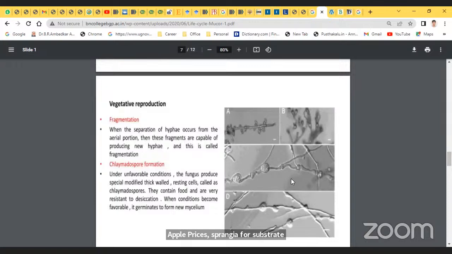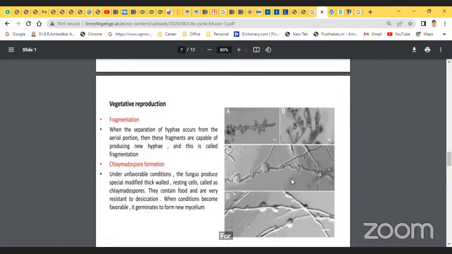So now vegetative reproduction. It is by fragmentation. When the separation of the hyphae occurs, the fragments are capable of producing new hyphae, and this is called fragmentation. In Mucor, vegetative reproduction occurs in two ways: one is fragmentation, and another one is chlamydospore formation.